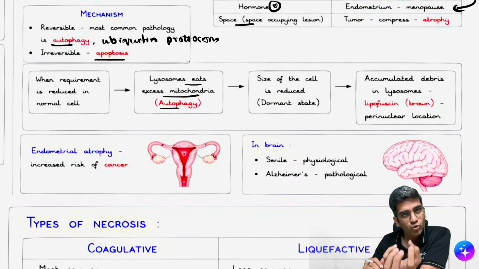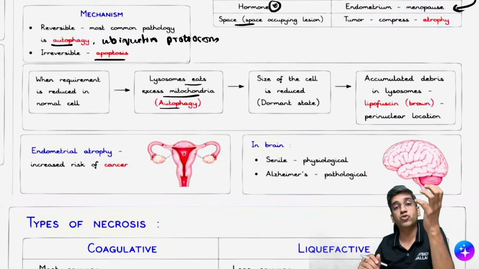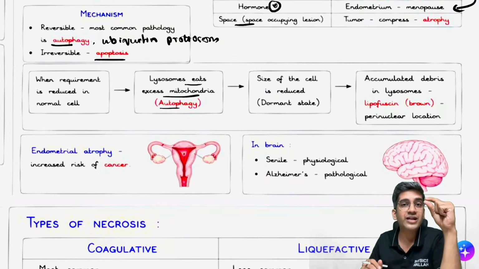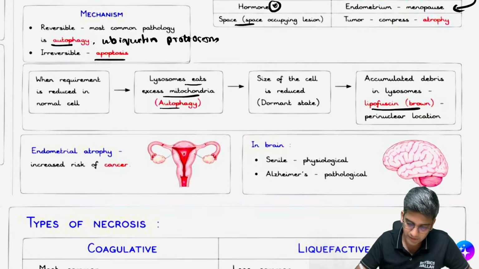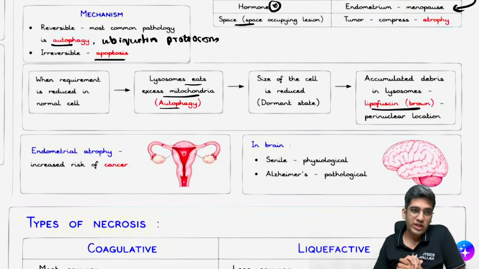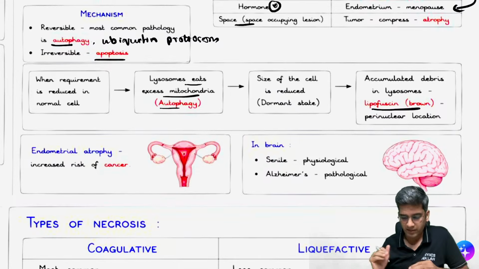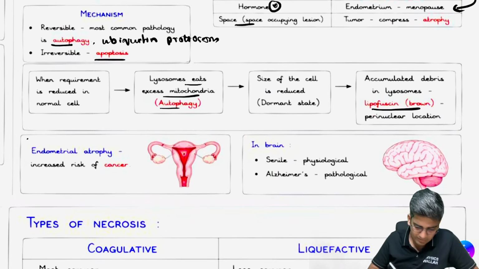I'm destroying a few of the organelles, mitochondria, Golgi apparatus and everything, but I'm not able to throw them outside. So I have to keep the dirt inside the cell. Those accumulated debris are lipofuscin, and they are seen in the perinuclear location, right? That's a classical finding seen in microscopy. Because of this we gave the term brown atrophy of the heart. That's a term given for people like 70, 80 years old, where the brown pigments automatically keep on accumulating. Fine. Okay.